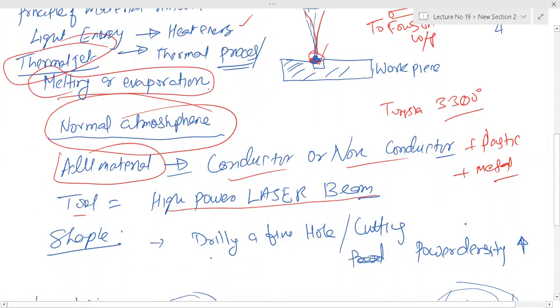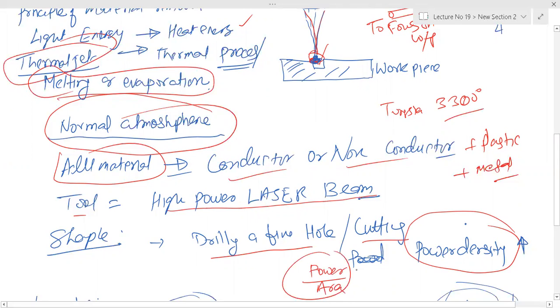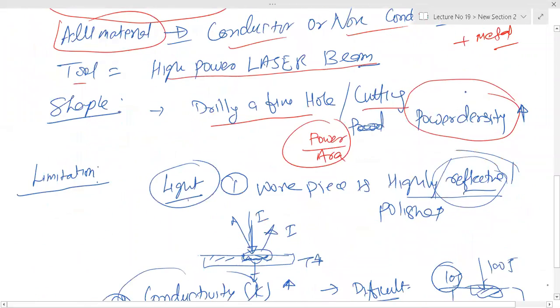So we can use it for drilling fine holes or cutting. And one thing I discussed, power density is very high, because power density is power divided by area. Because this area, that is the spot, is very small, in millimeters or micrometers in diameter, and this much energy falls on this small area, power density is very high, like in electron beam machining.